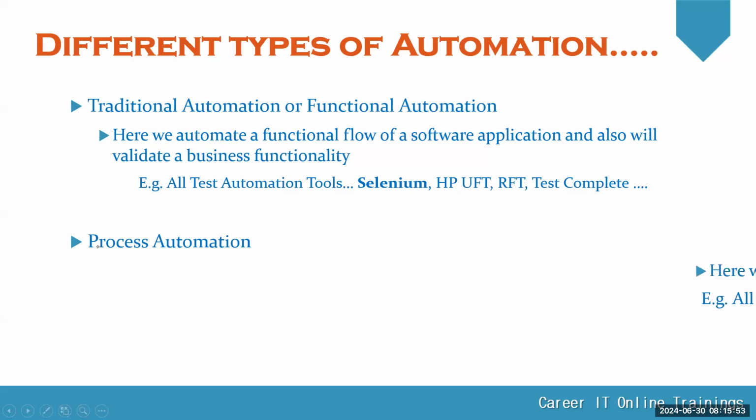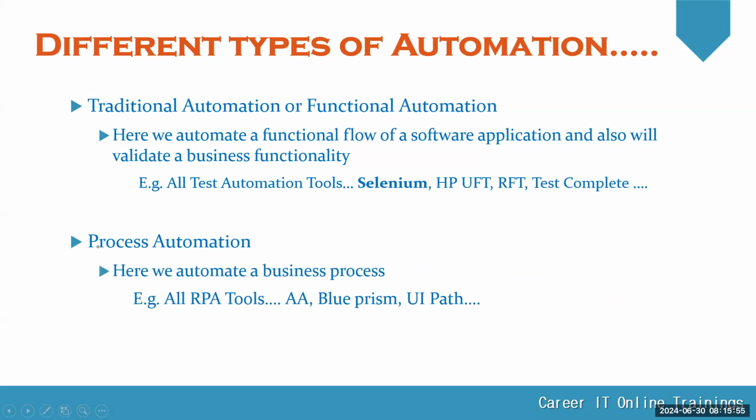Then here you can see process automation. Here the motto of an engineer is not to test. While we are talking about functional automation, our motto is testing the functionality. But while we are talking about process automation, our motto is not testing. We are just automating a situation, a work, a process from end to end. That's it. Our motto is end-to-end entire process automation.